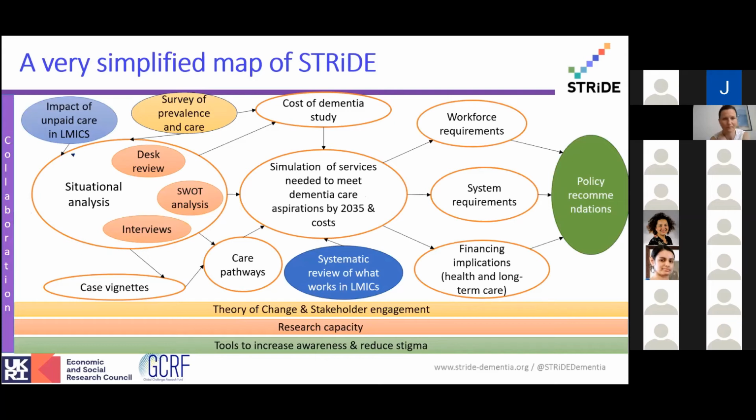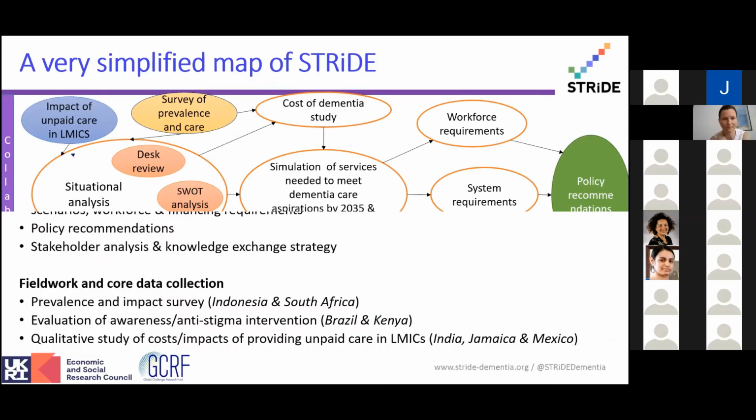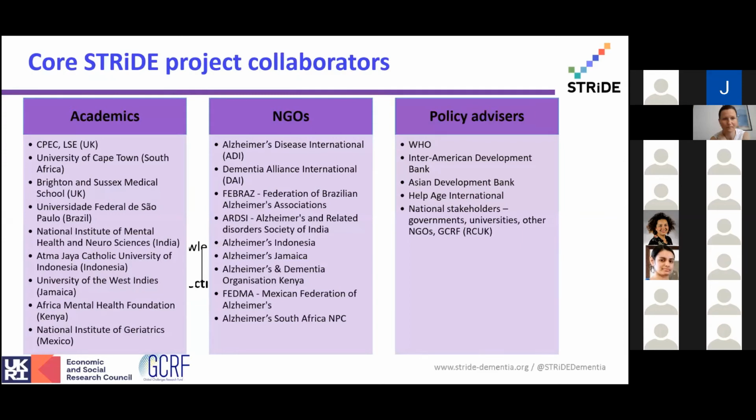There are lots of different components, and they're all held together, I guess, with a research capacity work package and various tools and collaboration elements around that. Within the project, in each of the 7 countries, we have an academic research partner and an NGO partner. The NGO partner is an Alzheimer's association in the country. So in each country, at minimum, we will have a senior researcher who leads the work that the country is doing, an early career researcher, which is part of our developing capacity program of work, and an Alzheimer's Association lead who brings the practice and policy aspect into the project. We also have policy advisors such as WHO and development banks involved in the project.